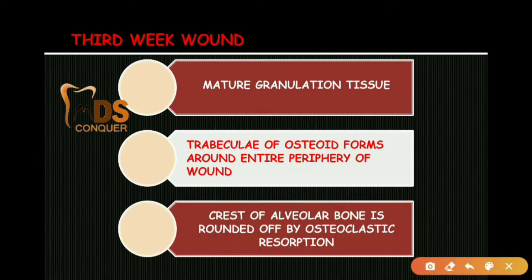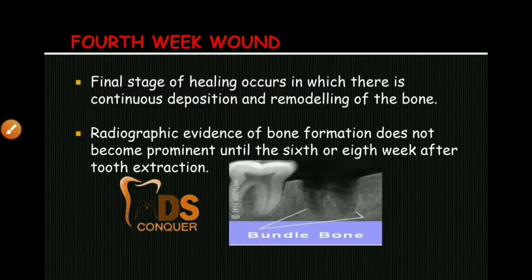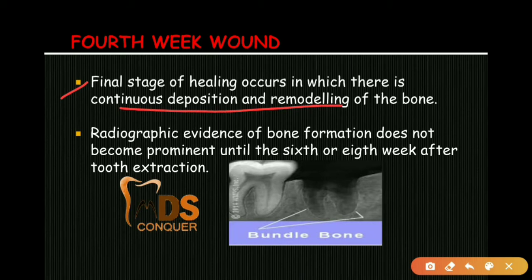Then in the third week, the mature granulation tissue is seen. Then the trabeculae of osteoid will form around the entire periphery of the wound, and the crest of the alveolar bone is rounded by osteoclastic resorption. And at the fourth week, this is the final stage of healing. That is, there will be continuous deposition and remodeling of the bone.